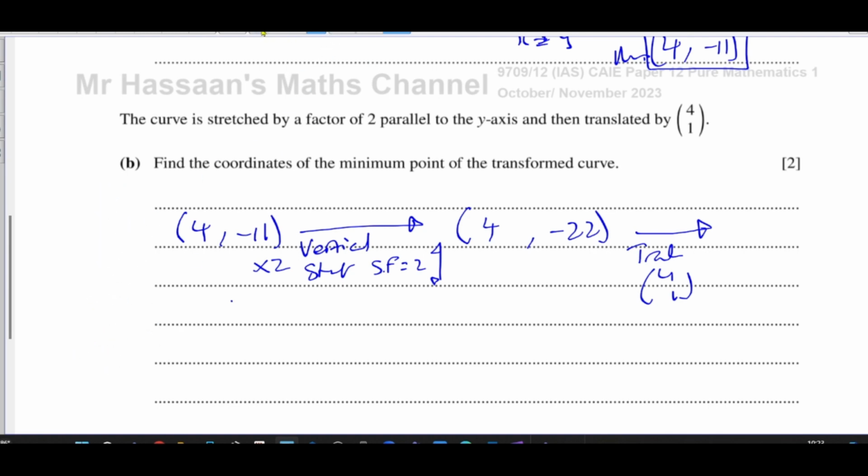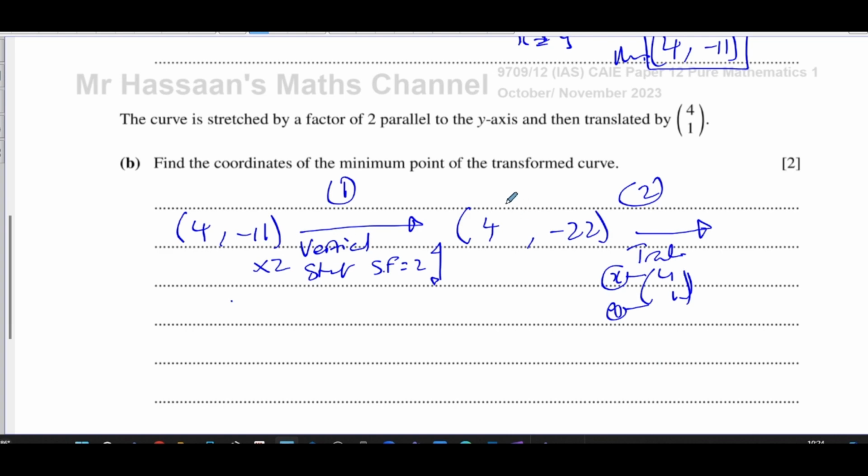Okay, so this is the first stage. This is what happens first, and this is what happens next. So translation by (4, 1). Now, the top number is what happens to the x coordinate, and the bottom number is what happens to the y coordinate, because in vectors, the top number is horizontal.